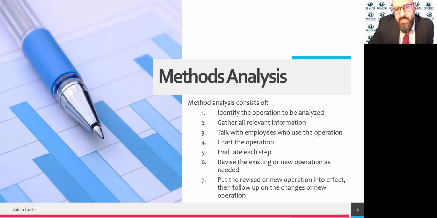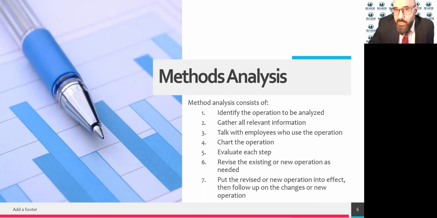Number one is identify the operations to be analyzed. So which process you need to analyze. You gather all the information related to that job, talk with the employees who are doing that job, chart the operations. Now, this is what we need to do. We need to create a chart, a diagram. And if you know what diagram we will use, it's called the flow chart diagram or the value stream mapping. We will talk about that in a few slides.